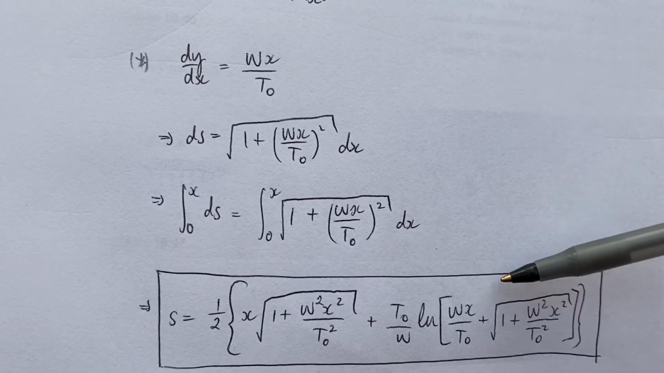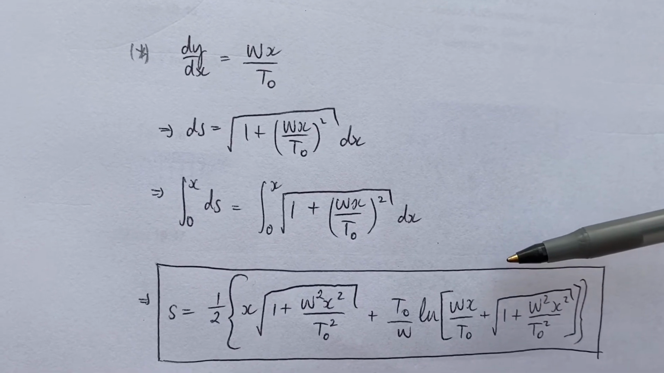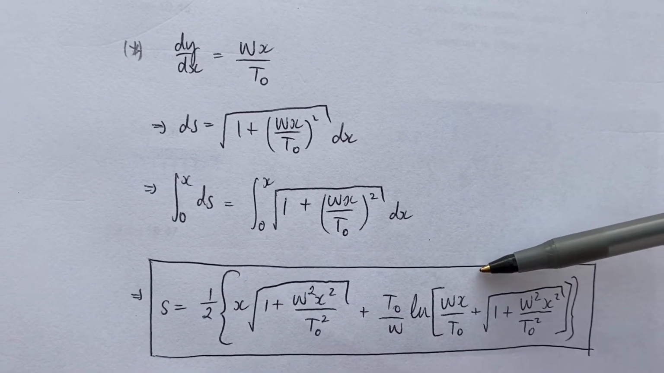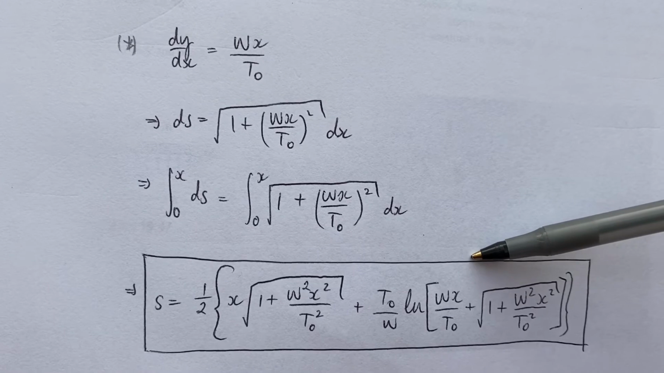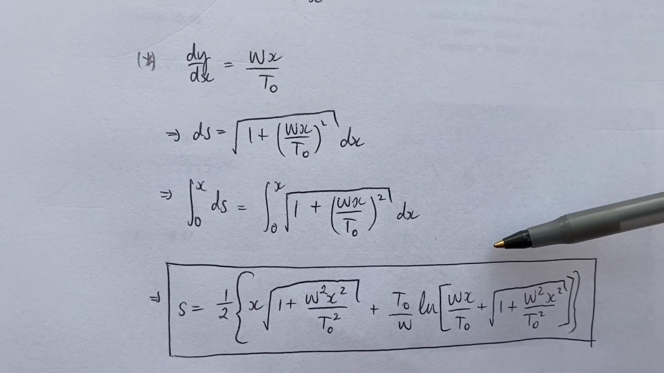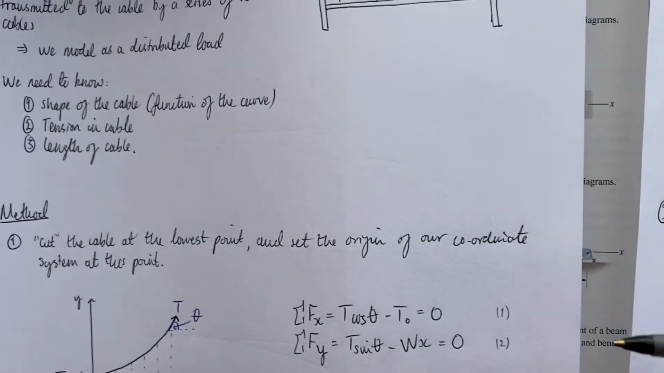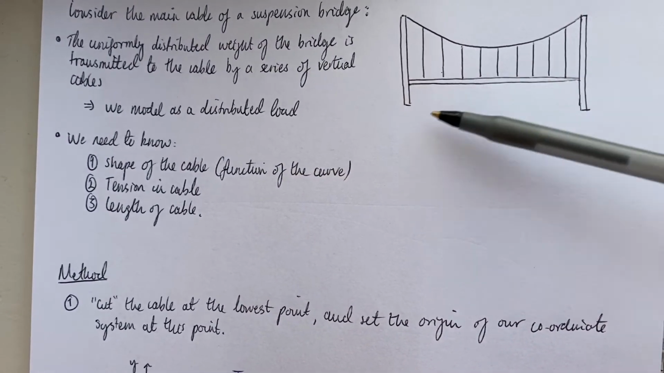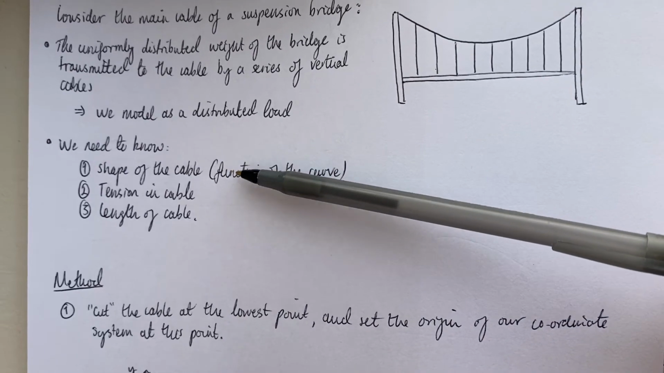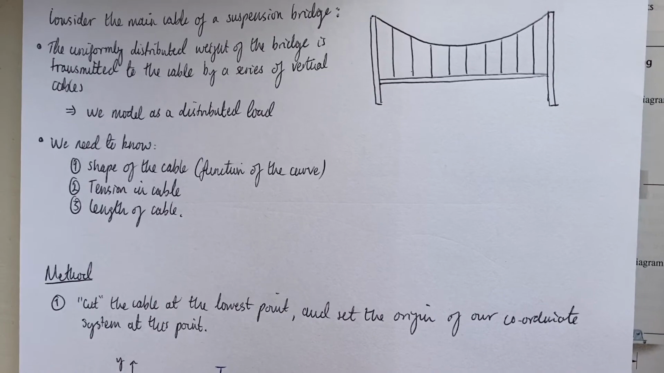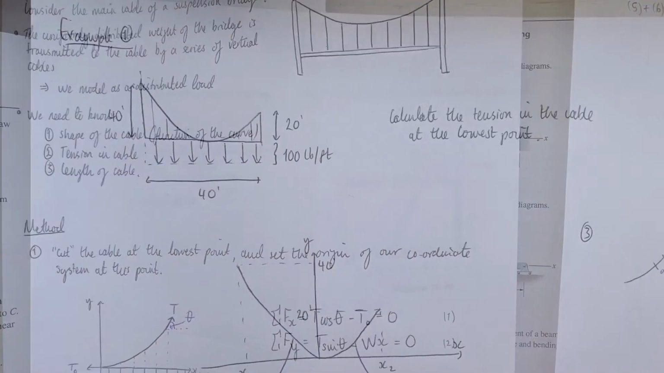But if you were to be asked to find the length of a cable, then you will be given this equation on a formula sheet, for example. So that's our 3 equations for our 3 bits that we need to know about our cable: the shape, the tension, and the length. So let's now go ahead and have a look at a couple of examples.